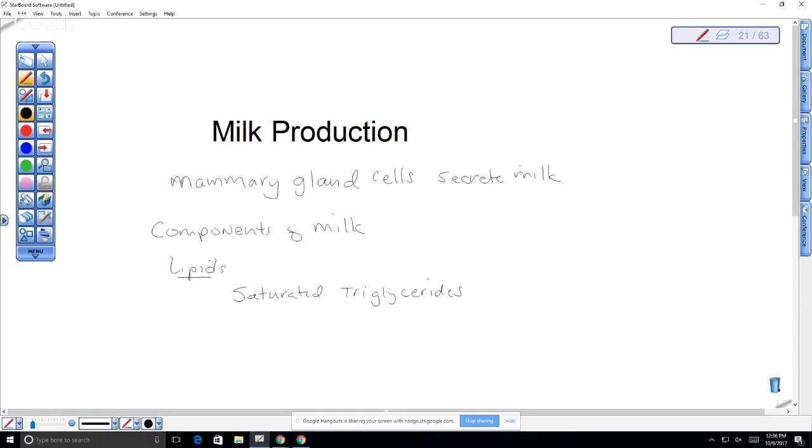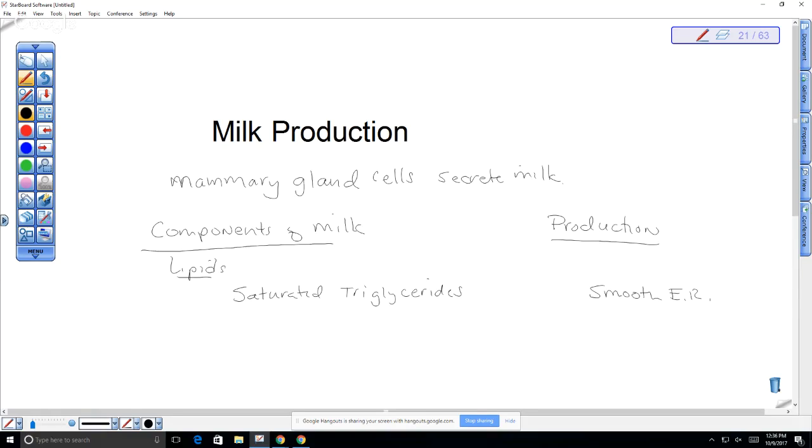So where would the saturated triglycerides that are found in the milk, where in that specialized mammary gland cell would they be produced? Do you remember from what we just talked about, the different organelles? So we'll put components of milk, and then I'll put their production over here. It's in the endoplasmic reticulum, but not the rough one. What is the other one called? Smooth. Okay, so this occurs in the smooth ER, the smooth endoplasmic reticulum.